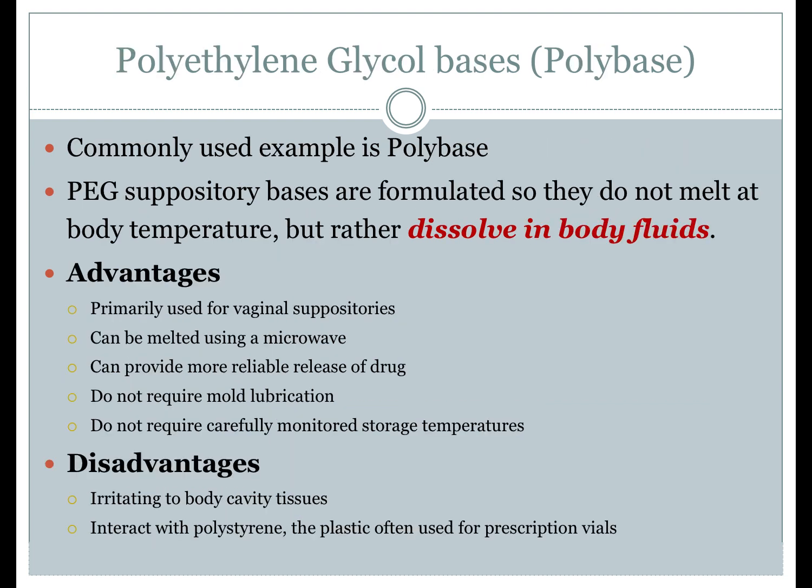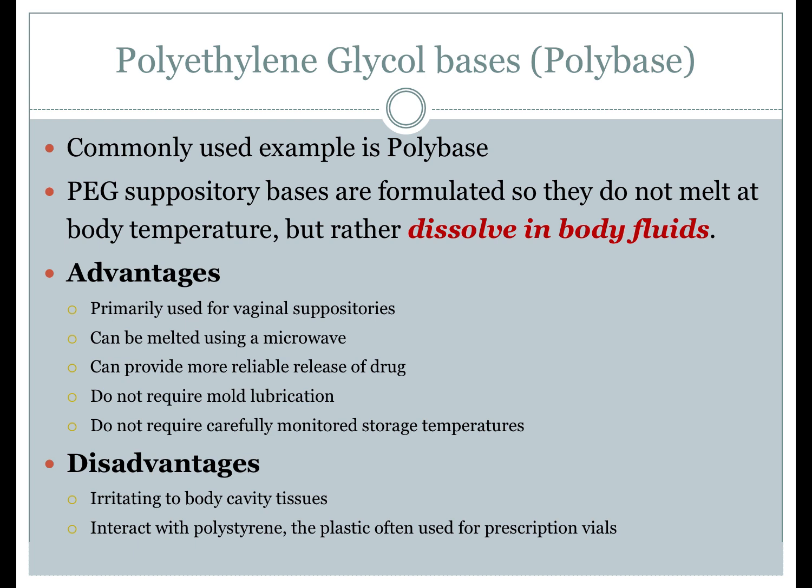The third and final type of suppository base to discuss are composed of polyethylene glycol, abbreviated PEG. PEG suppository bases are actually composed of blends of various molecular weight polyethylene glycol polymers. One widely used commercial product is called Polybase, which contains a mixture of polyethylene glycols plus an emulsifier, polysorbate 80. Because Polybase is the PEG base used in Pharmacy Skills Lab, I often refer to the entire class of PEG bases as Polybase, but please understand that Polybase is a specific commercial product.